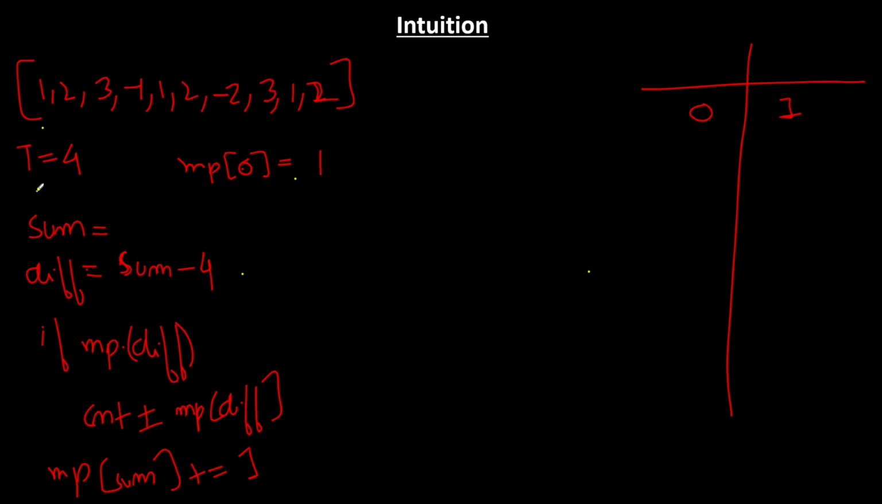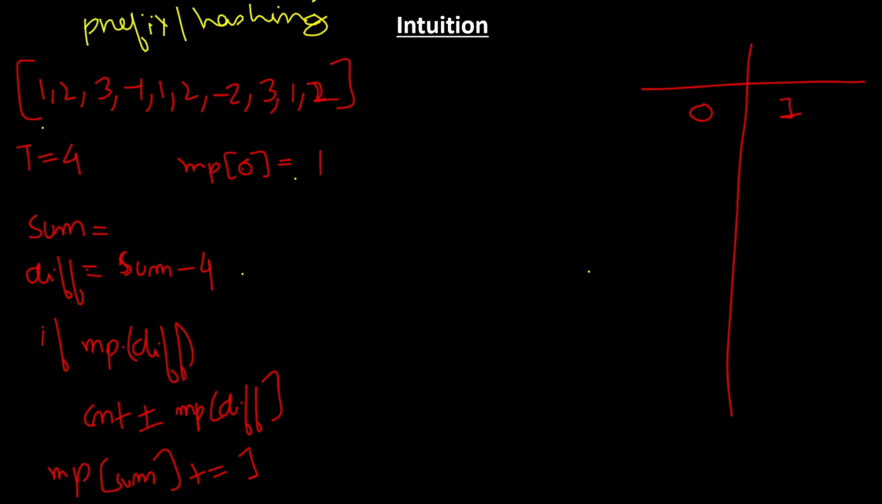So this is the array. This is the target, right? Now here, map of 0 equals 1. Since we know this concept uses prefix, I have already mentioned prefix and hashing, right? In hashing in Python, we are using a dictionary here. Okay.